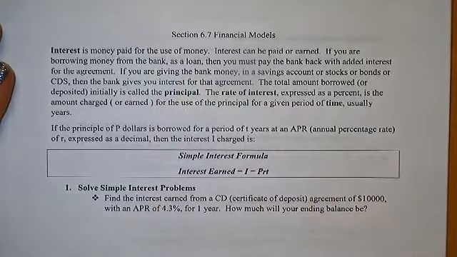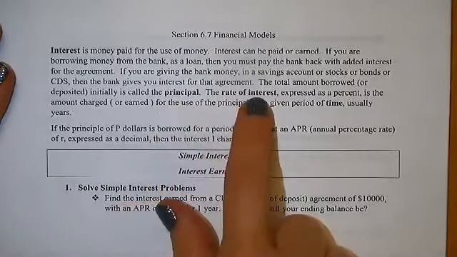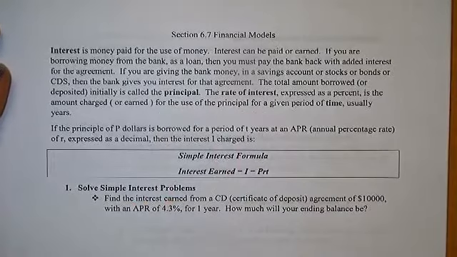The total amount borrowed or deposited initially is called the principal. Some people call this the present value. The rate of the interest is expressed as a percent, and is always the amount charged or earned for the use of that principal for a given period of time. The time is usually in years.